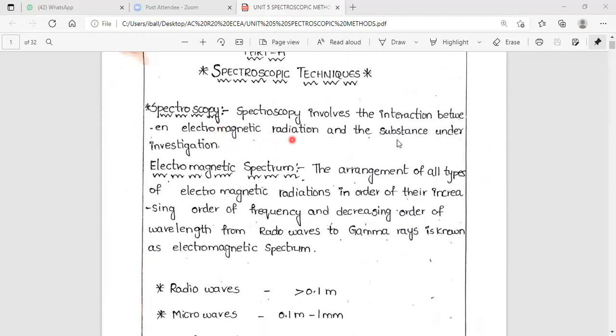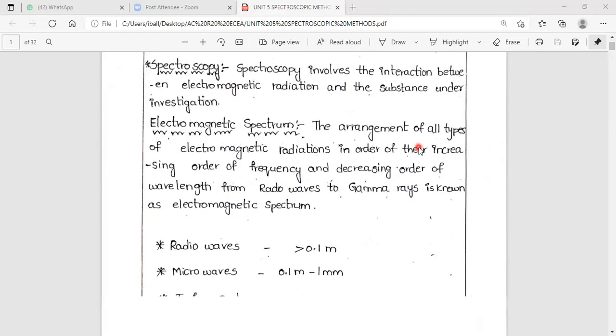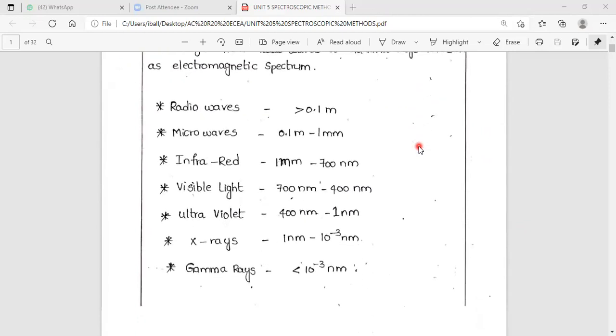under investigation. Electromagnetic radiation contains different energies as well as wavelengths and frequencies. Energy is directly proportional to the frequency. Energy is inversely proportional to the wavelength. So higher energy is found in ultraviolet radiation, X-rays and gamma rays. X-rays, gamma rays and UV are high energetic radiation. Visible light also contains fairly high energy radiation.